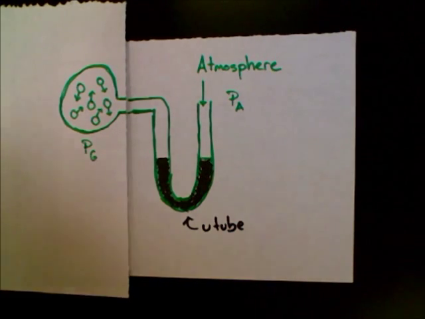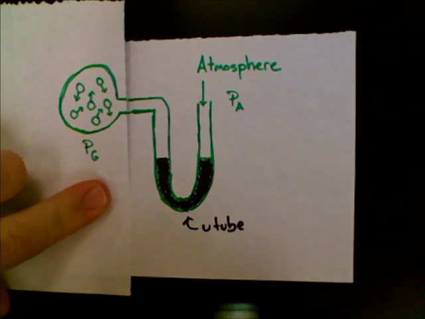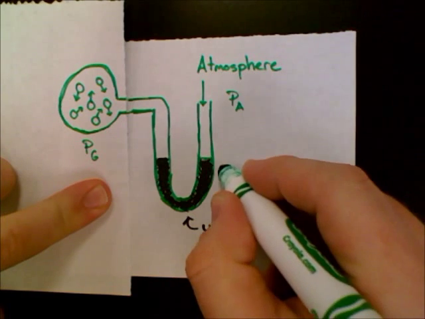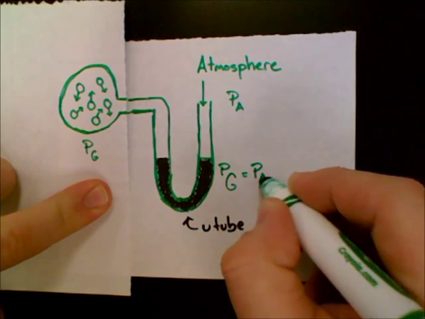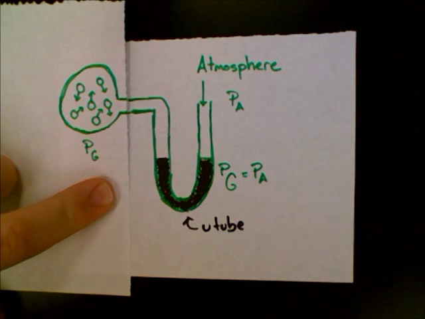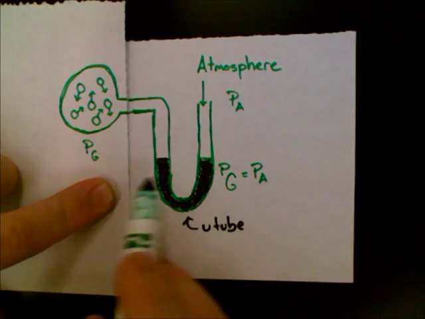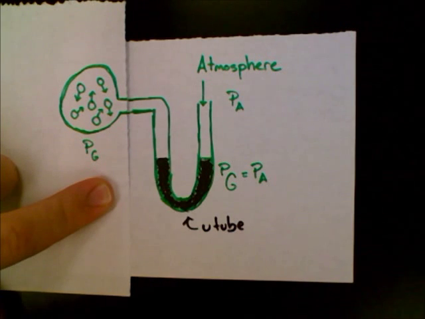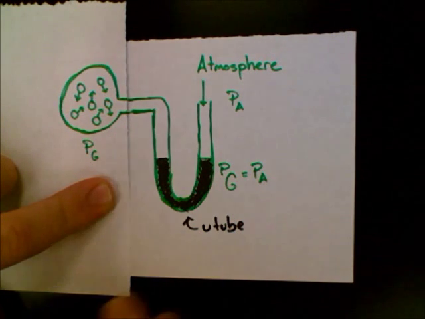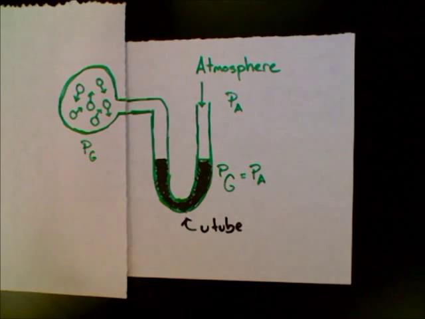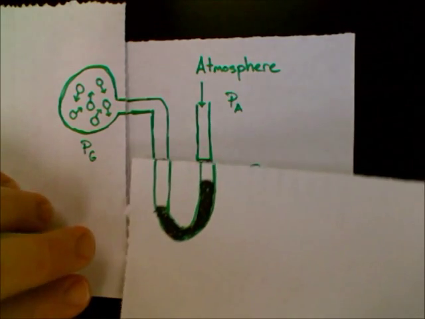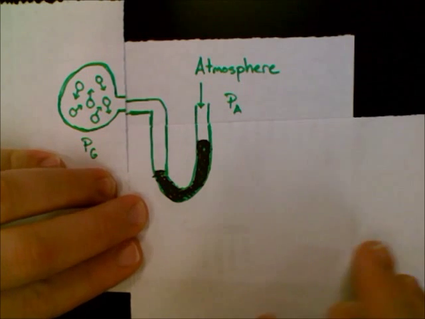Now, there's a couple possibilities. First, if the pressure of the gas equals the pressure of the atmosphere, this is exactly where we'll stay. Both the gas and the atmosphere are pushing exactly the same force, exactly the same pressure. Nothing changes about the liquid here in the center. It stays level.